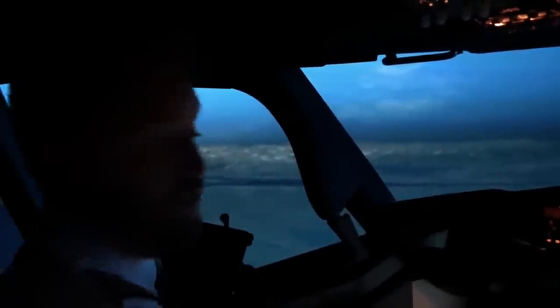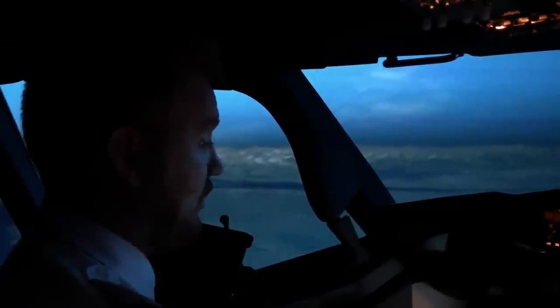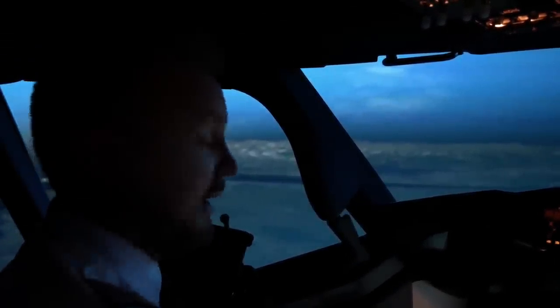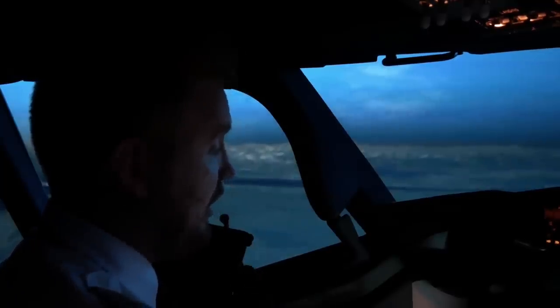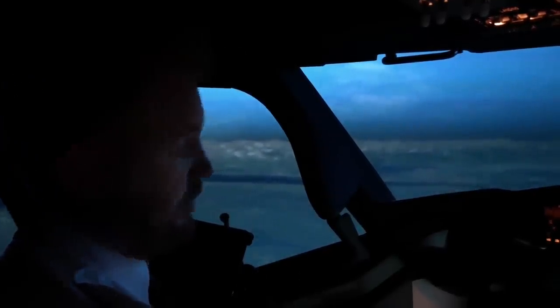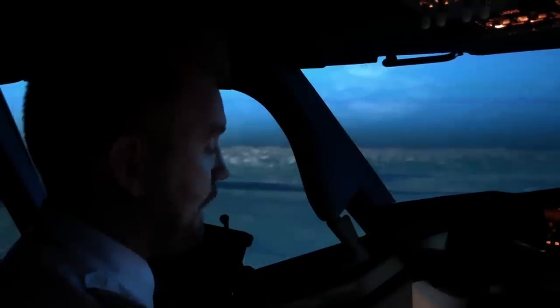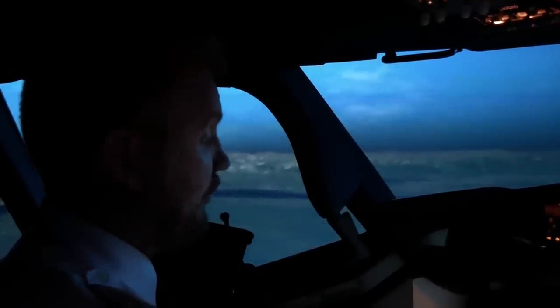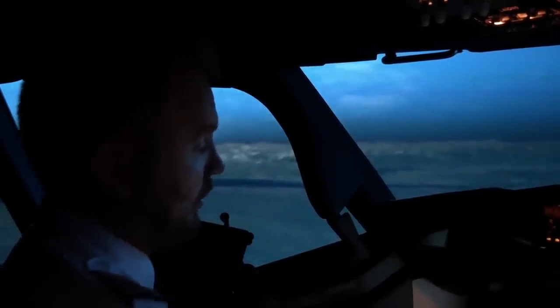So the Boeing 737 is an air transport category aircraft. It is not built to do aerobatics with. And as you can clearly see, as the bank angle goes over 60 degrees, the aircraft starts to have problems maintaining above stall speed, basically.